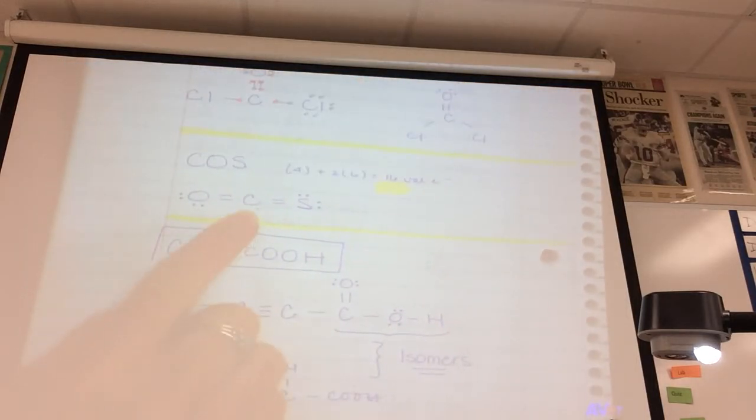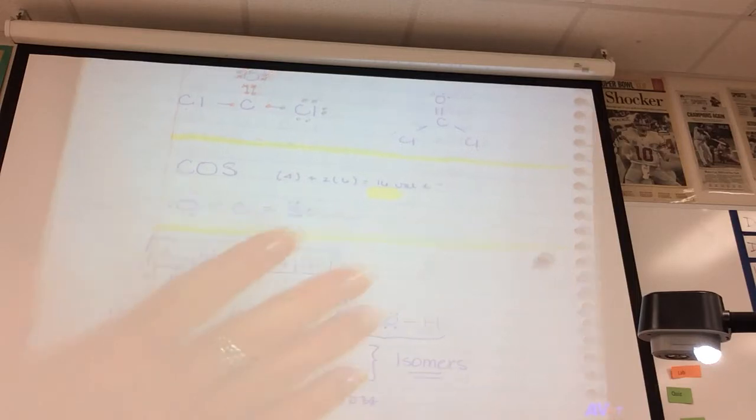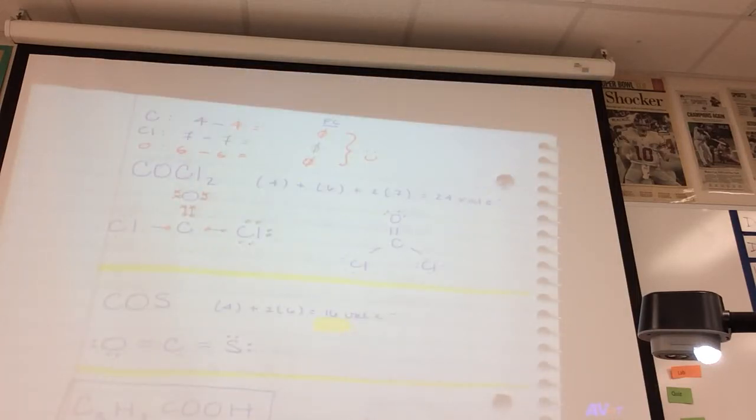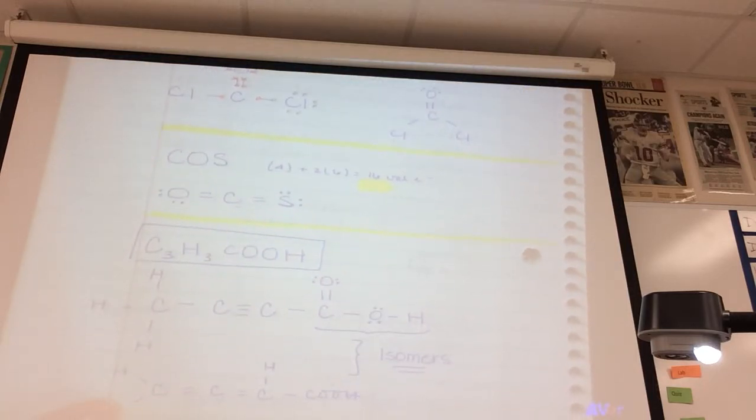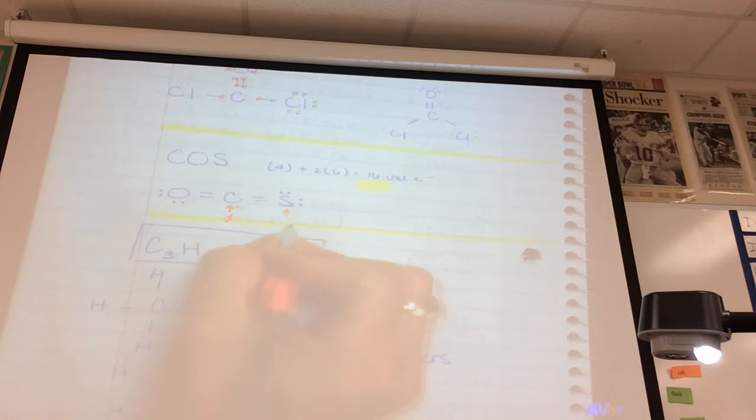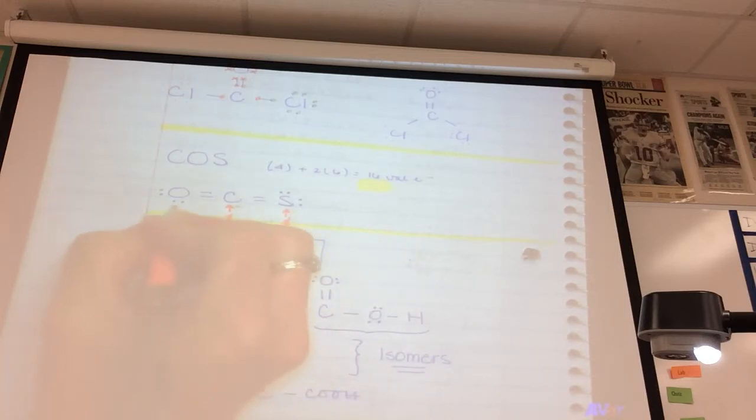Looking at this one. Is this how it's gonna work, where if it's not an ion, the formal charges are all gonna be 0? Nope, nope, nope. You'll see. Looking here, what's the formal charge on this carbon? 0. 4 minus 4 is 0. This sulfur? 6 minus 6 is? 0. Oxygen? 0.